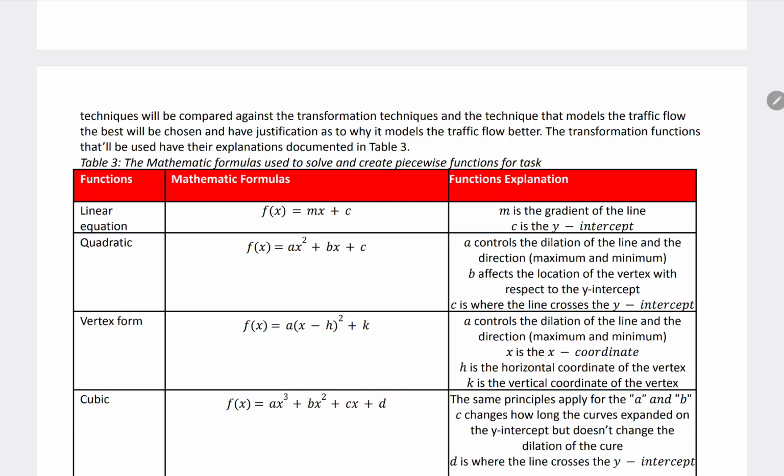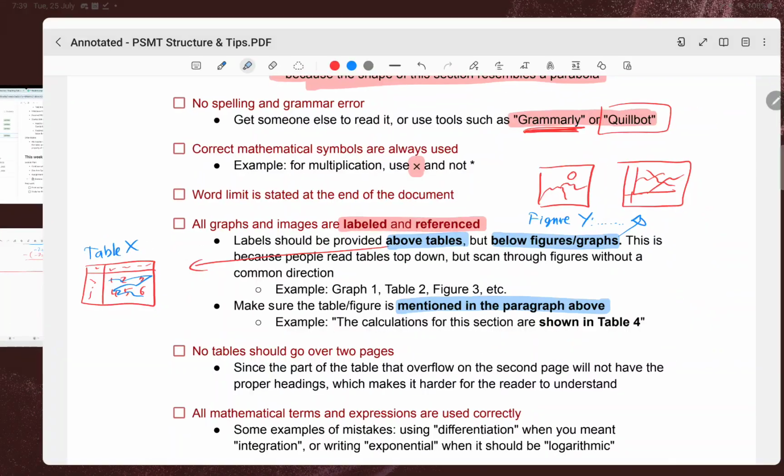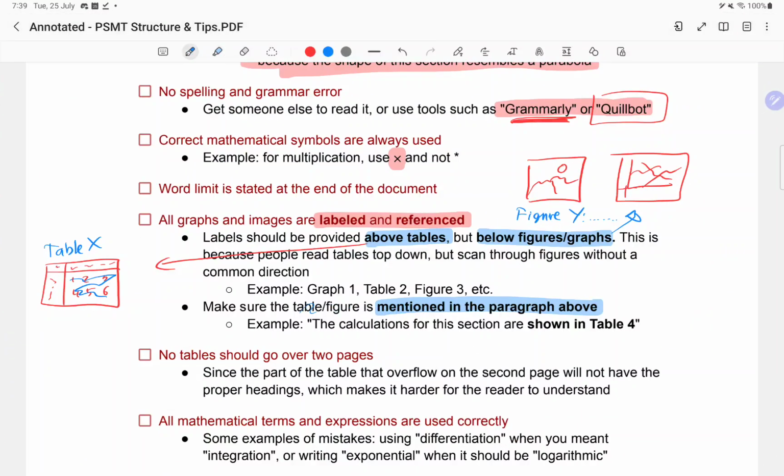Sometimes it makes sense, but why? This is why. That's why you need to introduce the table and figure first. Something as simple as, the calculations for this section are shown in Table 4. Or for you, the formulas for hypothesis testing and confidence intervals are shown in Table 3. And then you show Table 3. Okay? So it flows. And another reason for that is when someone is reading your assignment, they read the text.